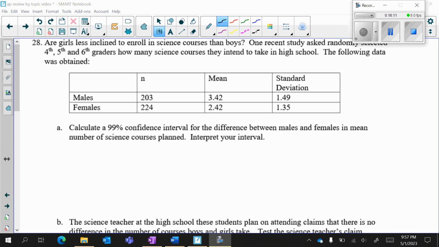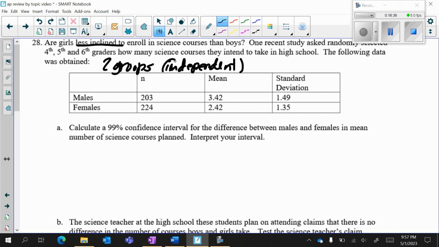Are girls less inclined, so I'm going to circle that, less inclined to enroll in science than boys? I hope not. One recent study showed randomly selected 4th, 5th, and 6th graders how many science courses they intend to take in high school. The following data is shown below. So we have males, we have females. Right away, I'm hoping you're saying this is two groups. We're hoping this is two independent groups, which you want to assume when you're doing your assumptions. They don't influence each other.